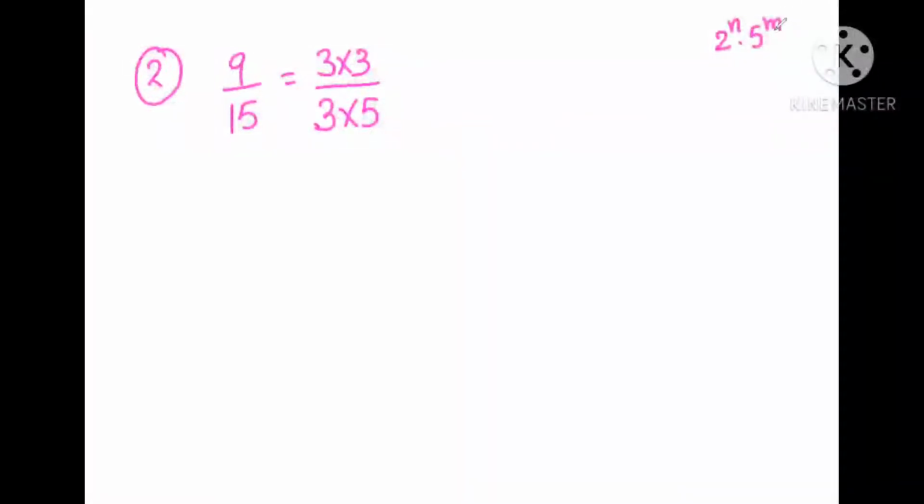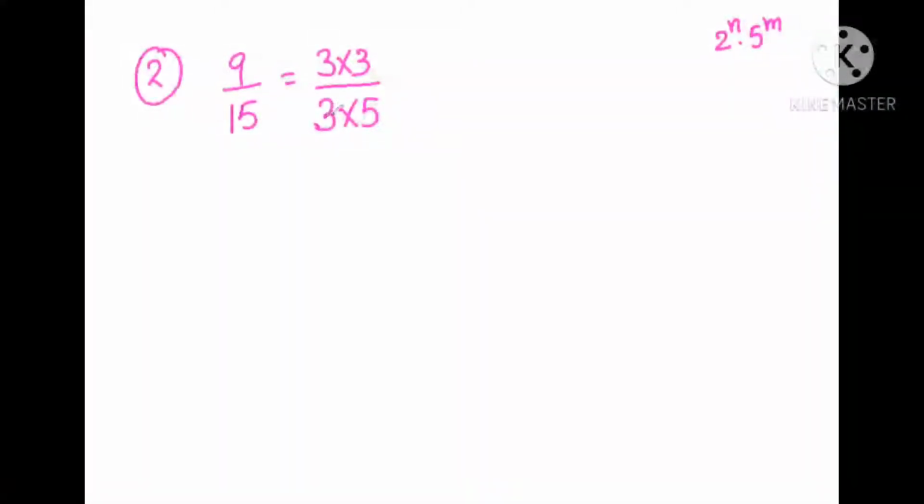9 by 15. Second question, 9 by 15. Convert this rational number into decimal form. Prime factorization of 9 is 3 into 3. Prime factorization of 15 is 3 into 5. It seems 3 is in the denominator. If the denominator is of the form 2 power n, 5 power m, then the decimal of the rational number terminates. But here 3 is there.